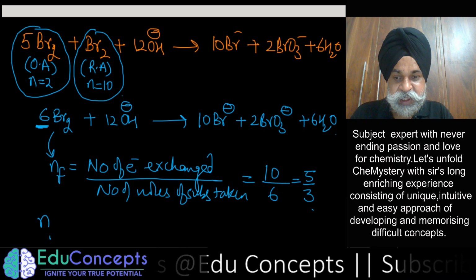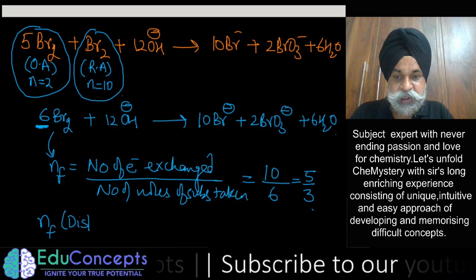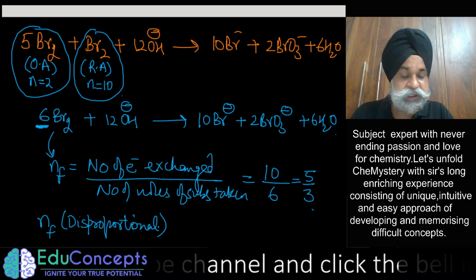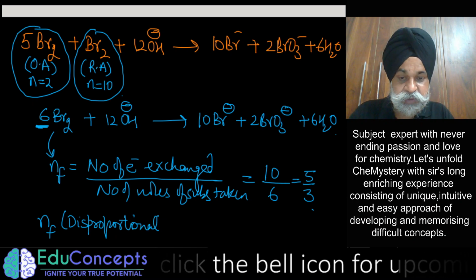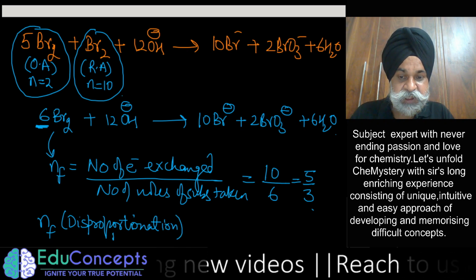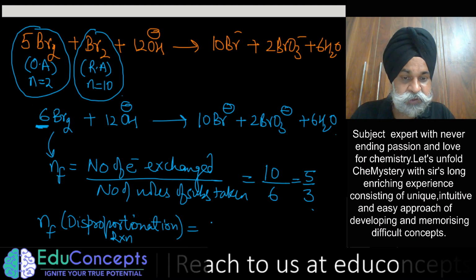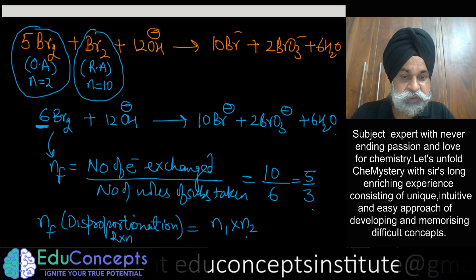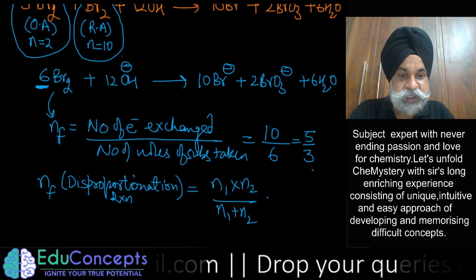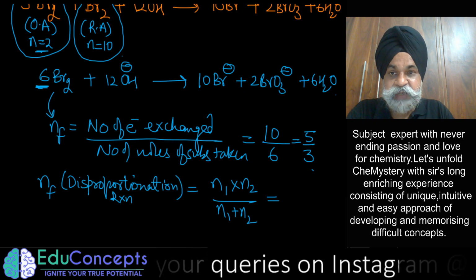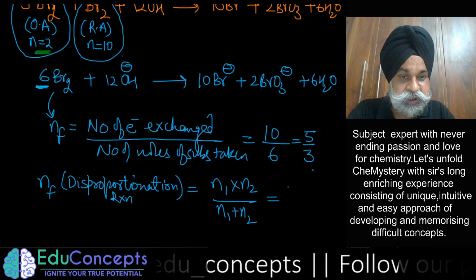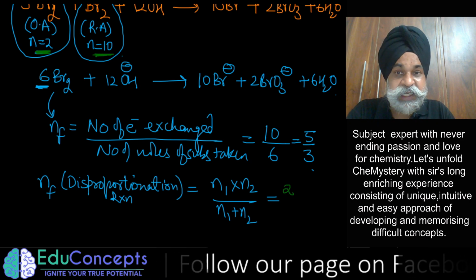So for any disproportionation reaction where the same element in the same oxidation state is undergoing oxidation as well as reduction, the n factor during disproportionation reaction is equal to n1 into n2 upon n1 plus n2. So what is n1? Here, one is gaining 2 electrons and the other is losing 10 electrons.